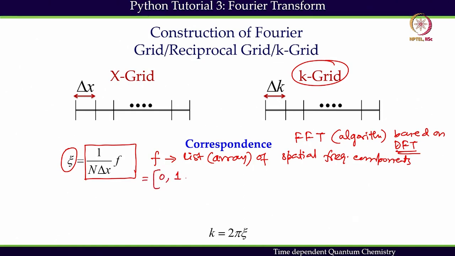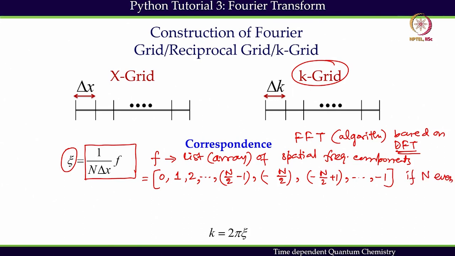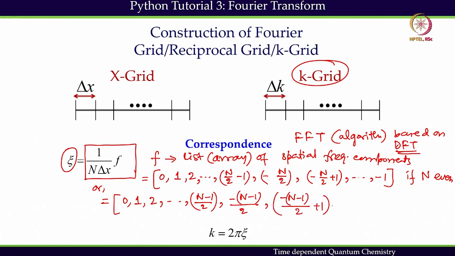It is going to be 0, 1, 2, up to n by 2 minus 1, then minus n by 2, then minus n by 2 plus 1, up to minus 1, if n is even. If it is odd, then it is going to be 0, 1, 2, up to n minus 1 by 2, then minus n minus 1 by 2, then minus n minus 1 by 2 plus 1, up to minus 1, if n is odd.